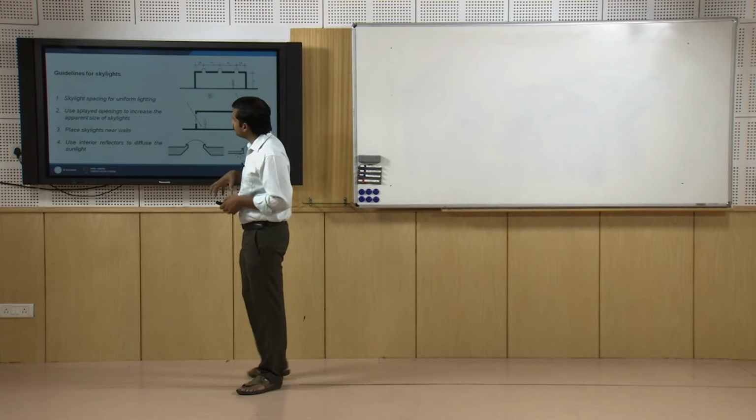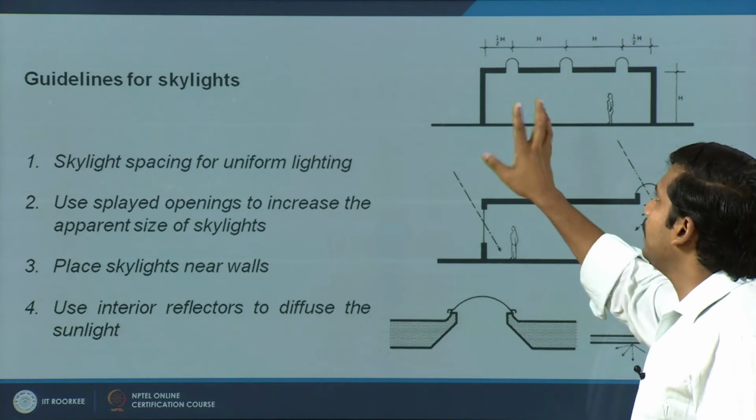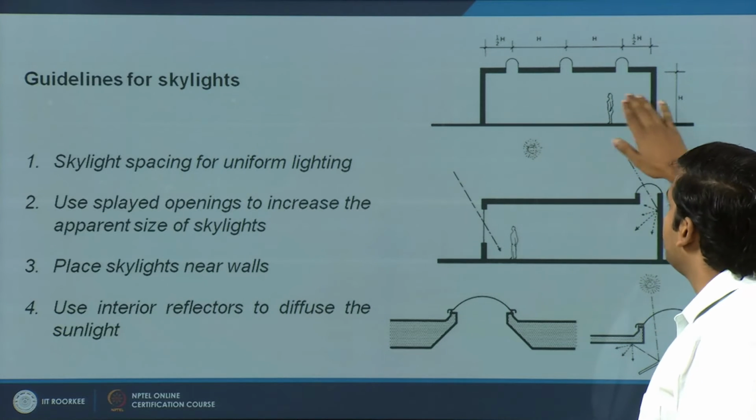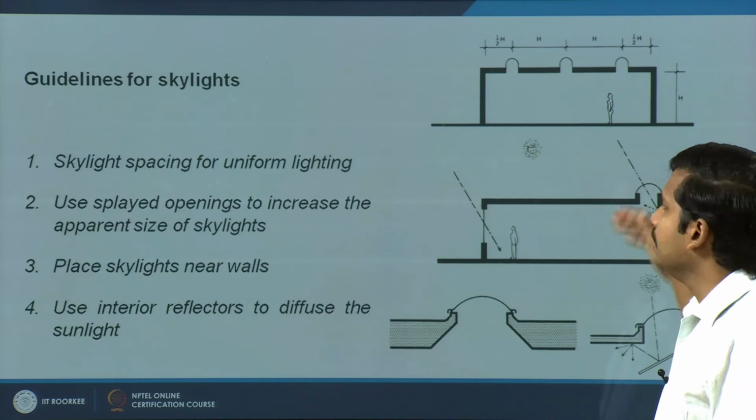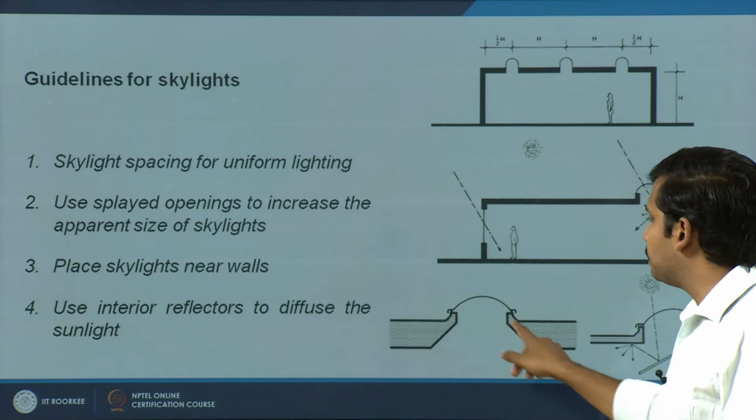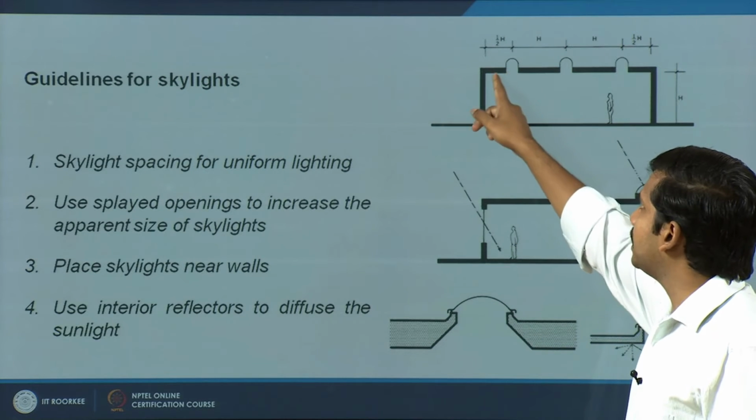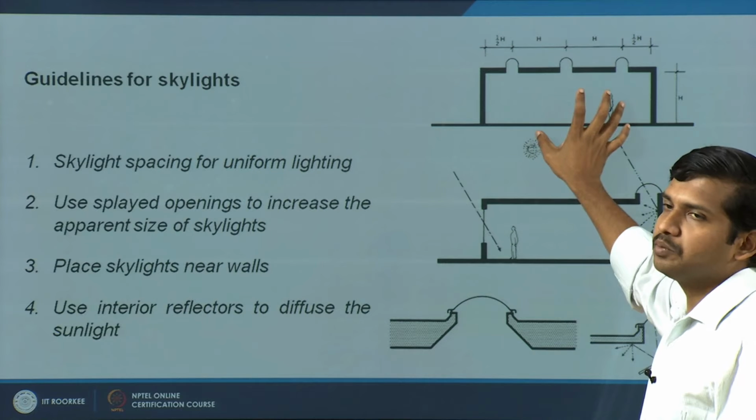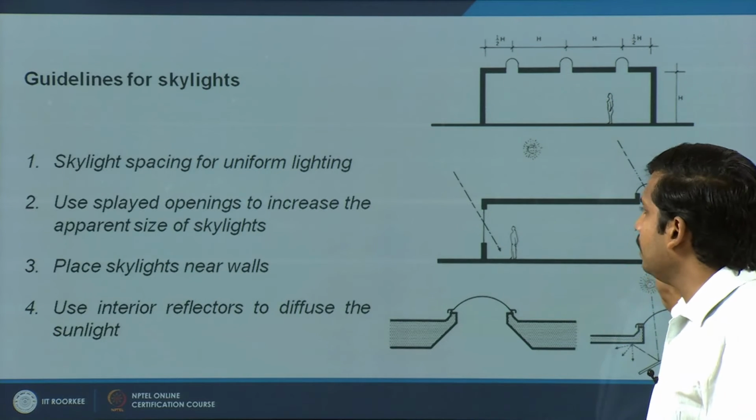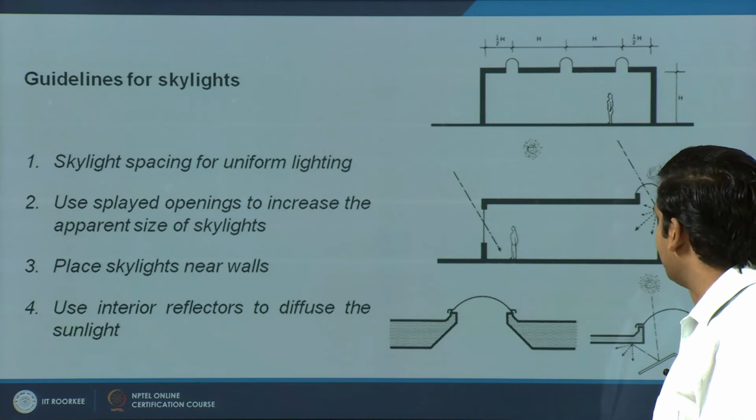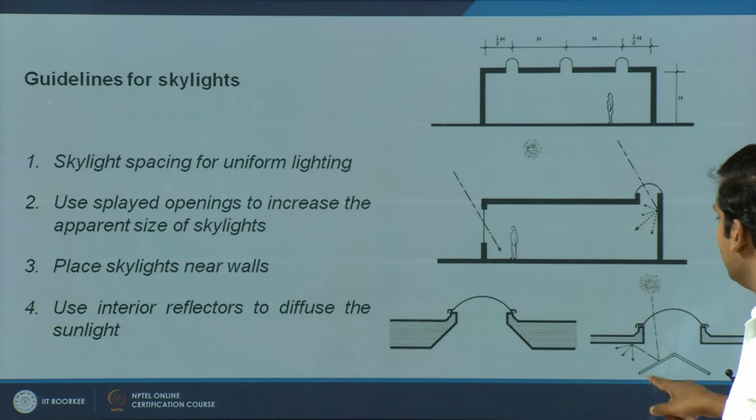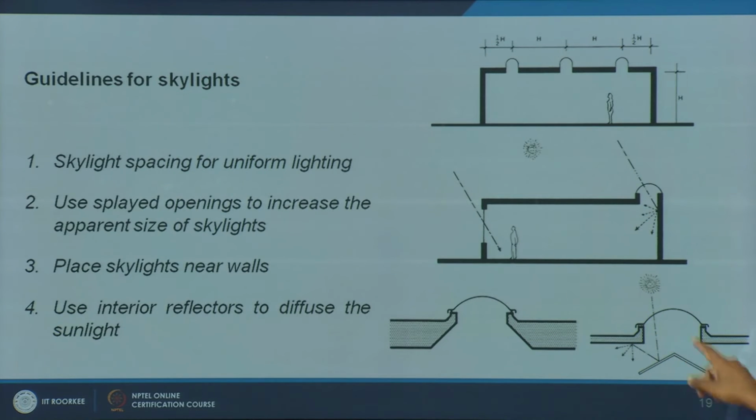If you want to put skylights into your building, a simple example is that you can distribute them evenly so that you will get more uniform light across your space. The second idea is to have splayed edges, so that instead of sharp edges, the distribution will be much wider. Then you can place them near the wall; if the wall surface is reflective you will get a good amount of reflection, or you can place certain reflective panels so that the light gets reflected and re-reflected.